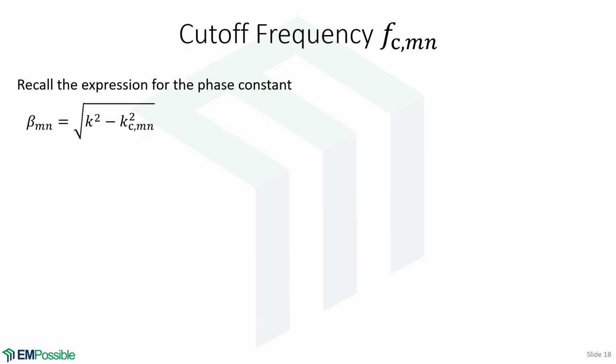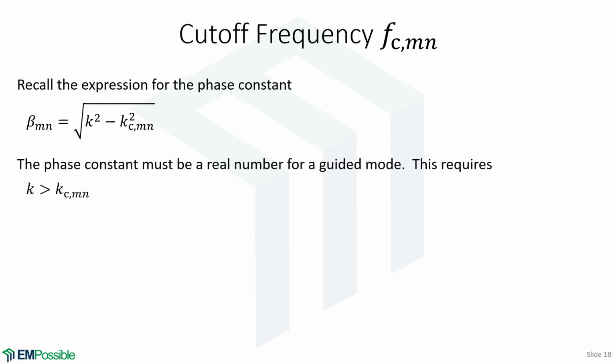Now let's think about the cutoff frequencies. So we have this general equation for beta, and in order for it to be a guided mode, the argument inside the square root has to be positive. So that means that k has to be greater than kc in order to keep that argument positive. That's why we call kc the cutoff wave number, because it defines where cutoff happens.